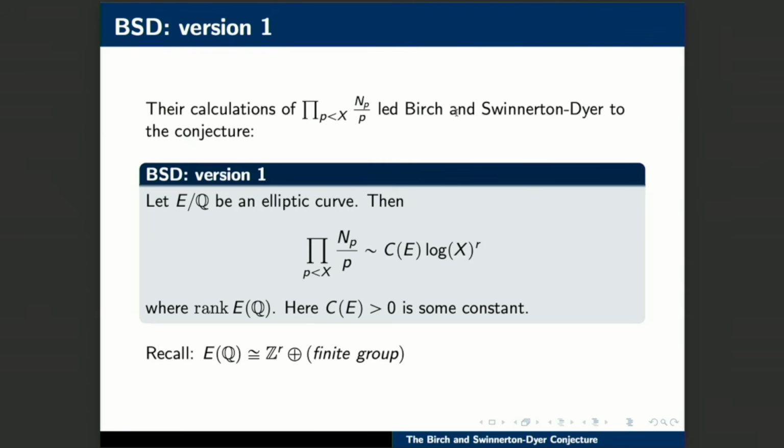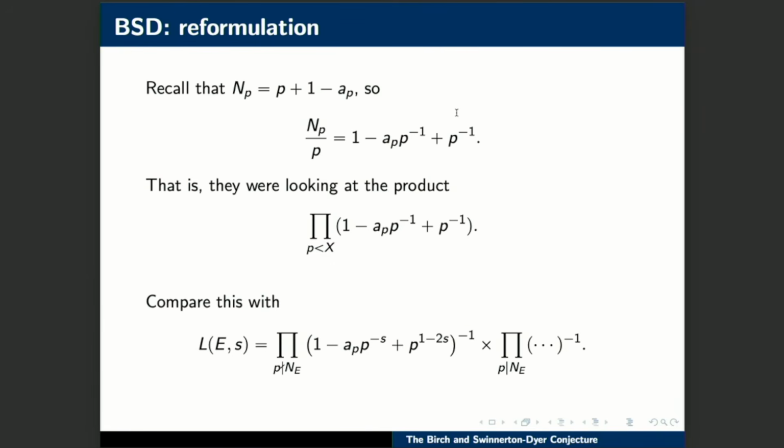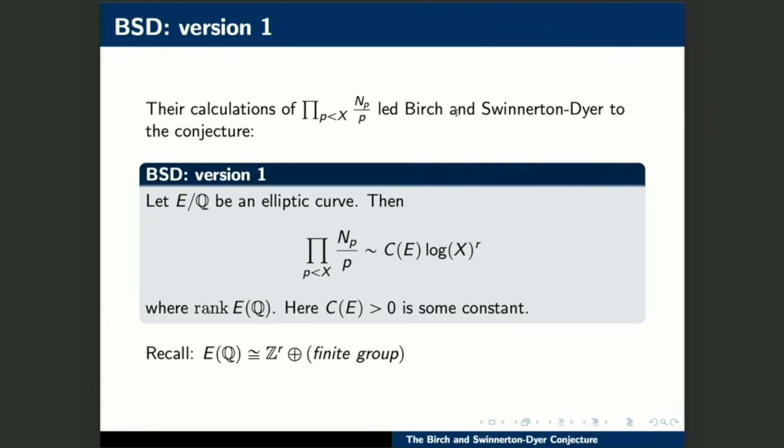It first looked like this. Their data seemed to be suggesting that this product over the primes behaved asymptotically as some constant times the log of x to the rank of the curve. So if there are only finitely many rational points on the curve, this product should converge. If it blows up, then there are infinitely many. But that's not the formulation of the problem that I had on the first slide.